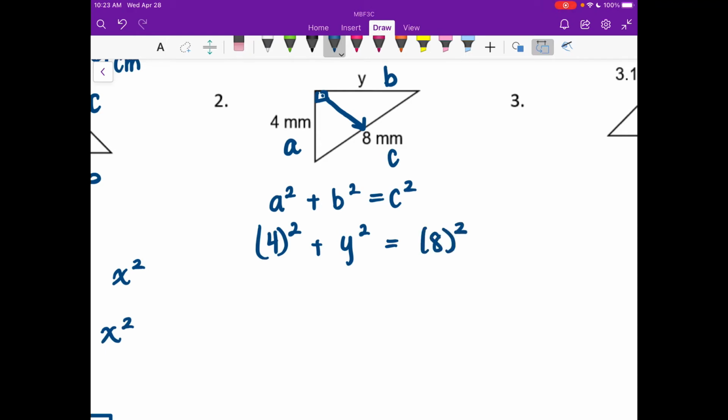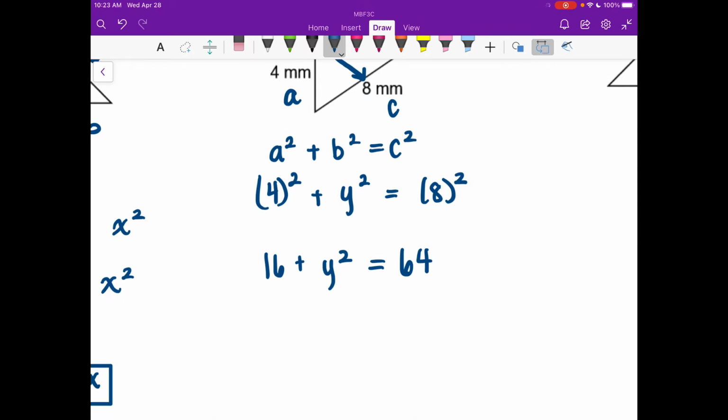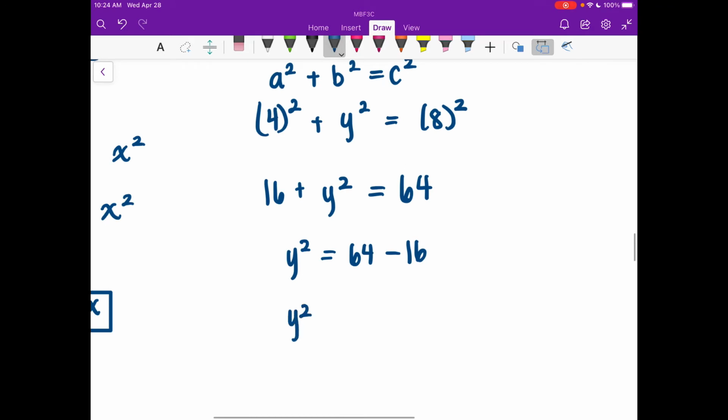Right, gonna go in, fill in, do my squares first. So 4 squared is 16 plus Y squared, I don't know what that is yet. And I know that 8 squared is 64. So then I'm going to do, okay, 16 plus Y squared is equal to 64. I don't want that 16. I want that Y squared by itself. So I'm going to move the 16 to the other side. So I'm left with Y squared equals 64. This is positive 16, so it'll be minus 16, right? So Y squared is equal to 64 minus 16 is 48.